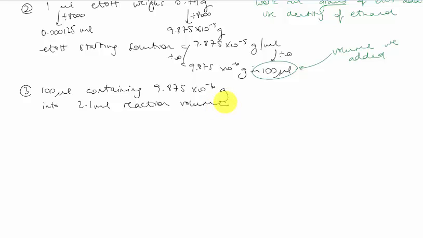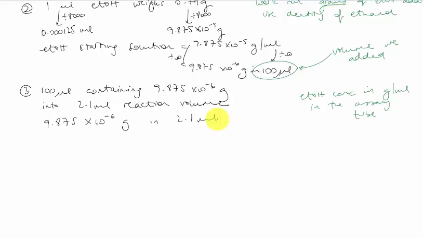volume. So now let's work out the ethanol concentration in grams per mil in the assay tube rather than the starting solution. So now we've got that number of grams, so 9.875 times 10 to the minus 6 grams in 2.1 mils, and let's go, forgive me, in grams per litre.